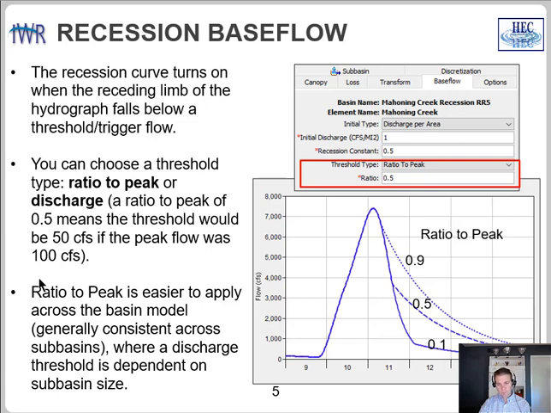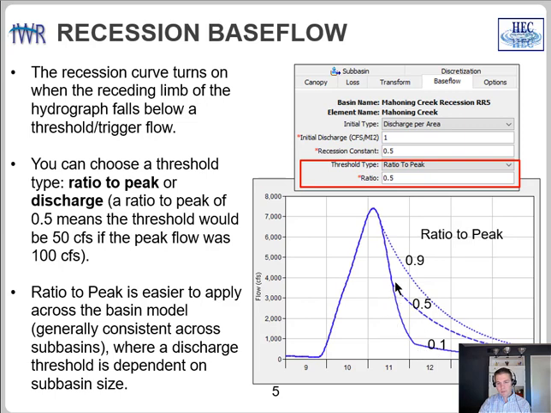So you can see in this example, I have three different ratio to peak values: a ratio to peak of 0.1, a ratio to peak of 0.5, and then a ratio to peak of 0.9. And you can see the peak flow in this example, let's say it's about 7,500 CFS. And so a ratio to peak of 0.1 means that recession curve, that recession constant in my example is 0.5, that recession curve is going to turn on when the falling limb of the hydrograph reaches about 750 CFS. And you can see that right here.